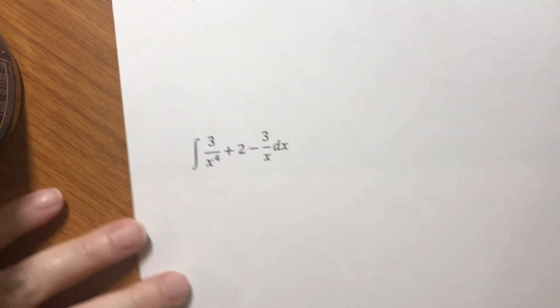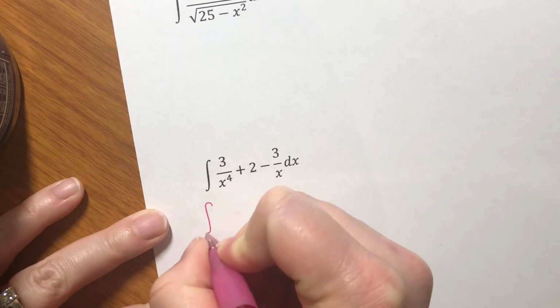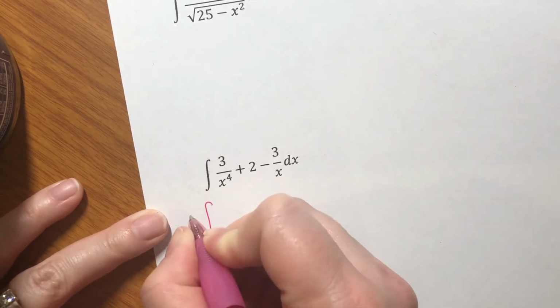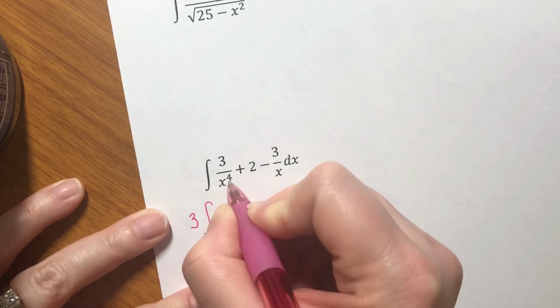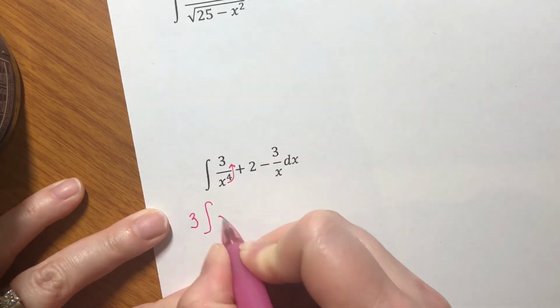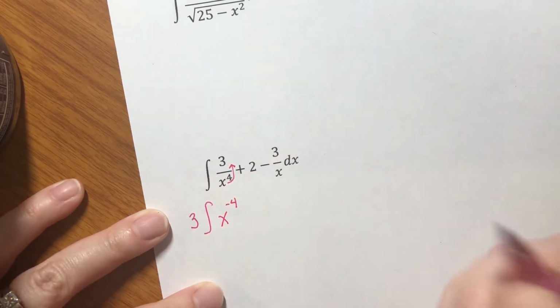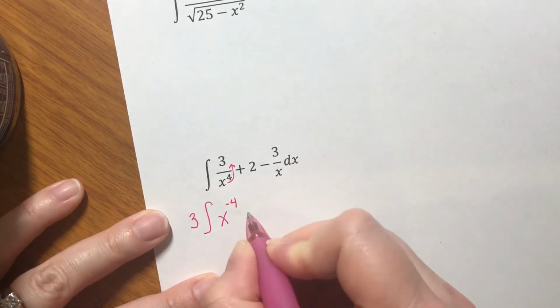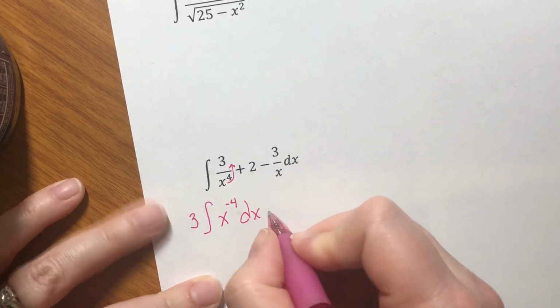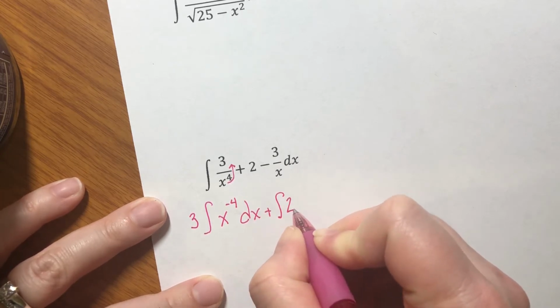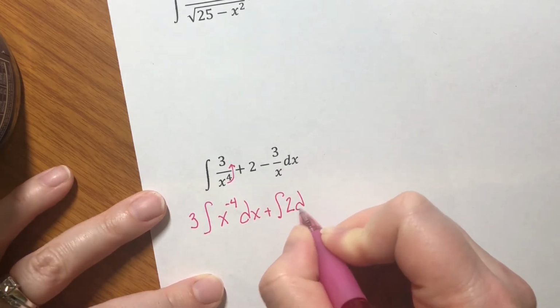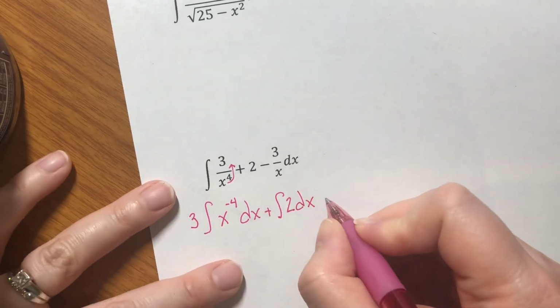So here's what we do on this. We are going to go ahead and throw that 3 out front because we can. So if I move this up, that makes it an x to the negative 4, and that's 100% okay. So we're going to go ahead and break this up. Okay, so plus the integral of 2, which really is a constant and could go out front, but we'll talk about that in a minute.